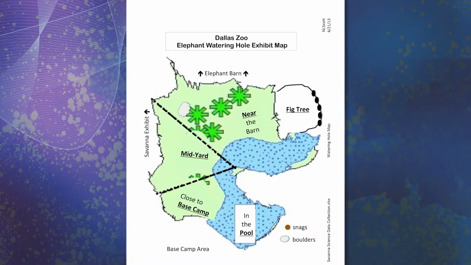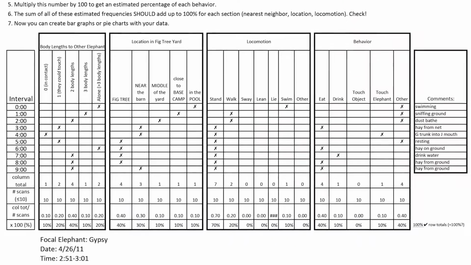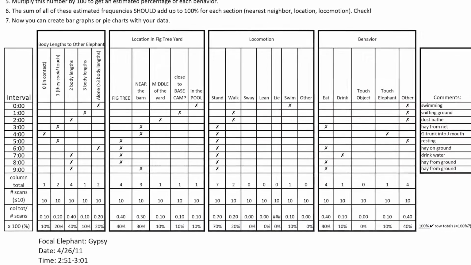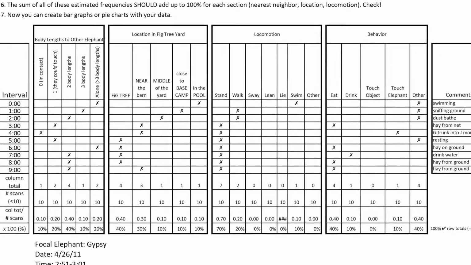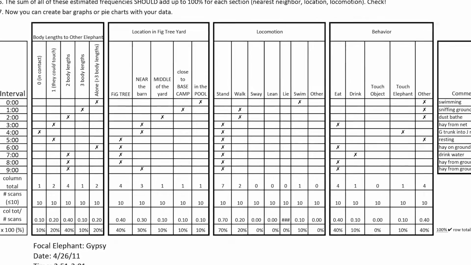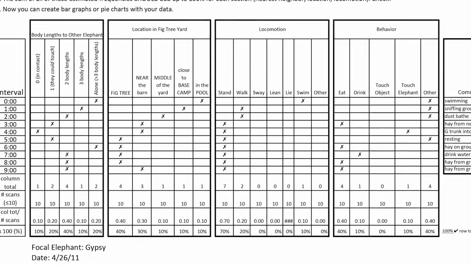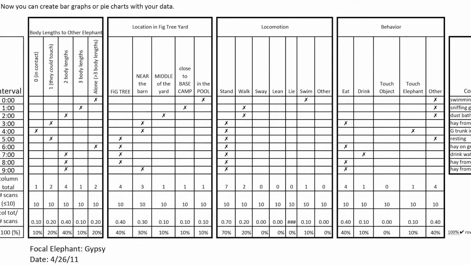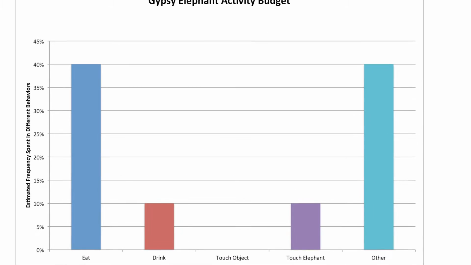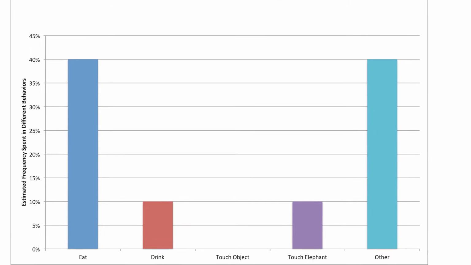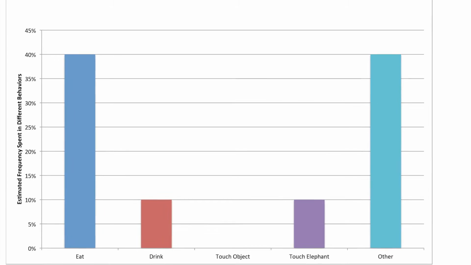Near the bottom of the ethogram, we can see that for each category, like behaviors, locomotion, and so forth, there were a total of 10 observations recorded within this 10-minute observation of Gypsy the elephant. And they converted her activities into percentages, which is very useful. There's a lot you can do with this ethogram data to look for Gypsy's behavioral patterns. Here's a bar graph showing her activity budget over the 10-minute observation. Looks like Gypsy really likes to eat.